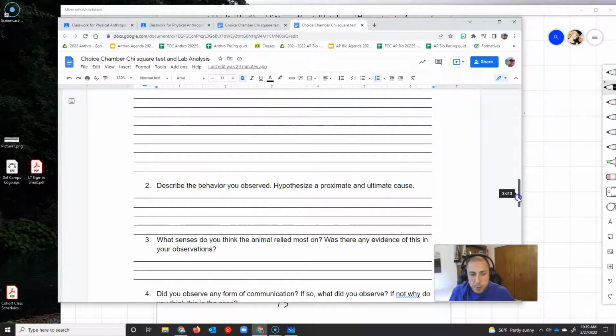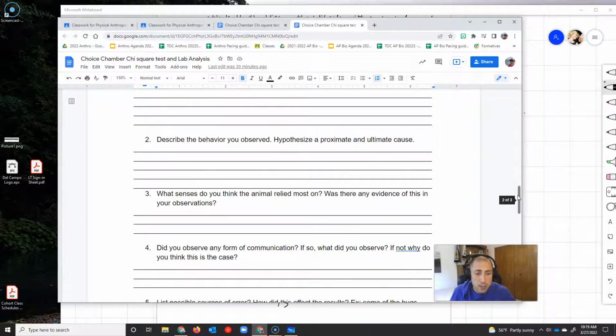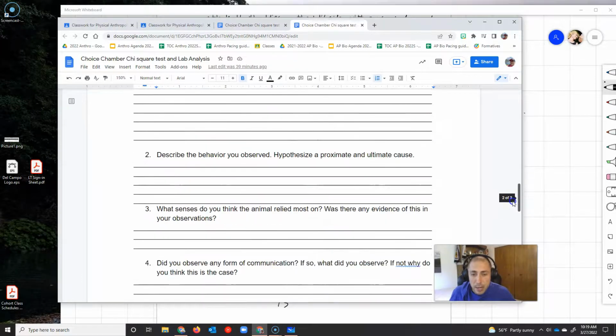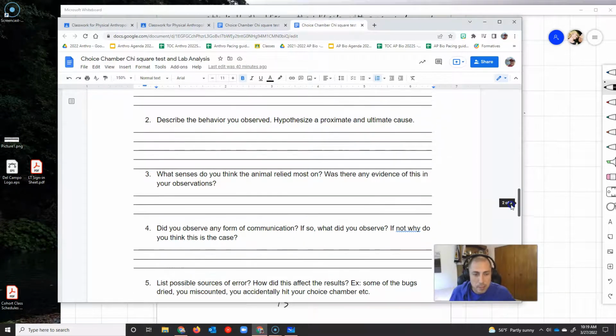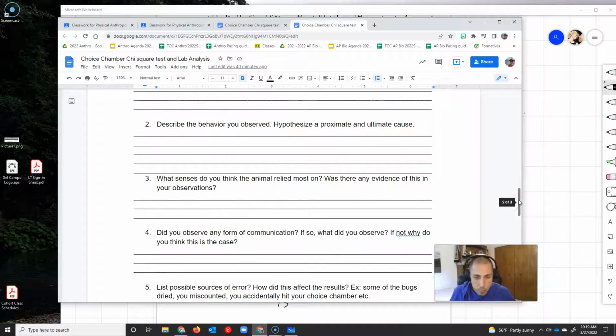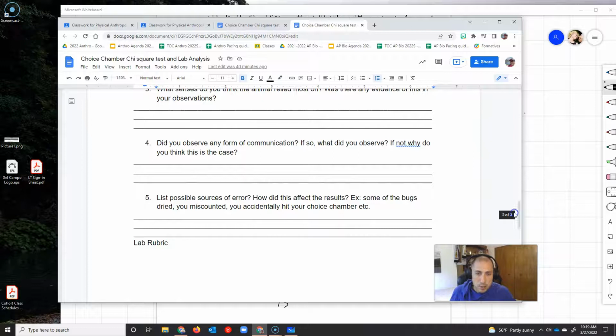Describe the behavior you observed. So some people saw some interesting things, some funny things. Some of them saw them go and drown. Whatever you see. Maybe you saw some interacting with each other. Maybe you saw mating. I don't know what you saw. Write those things down. What senses do you think the animals relied on most? That's up to you with what you observed. Did you observe any form of communication, visual, auditory, olfactory? So did you see any scents or things like that? It's up to you. You may have not.